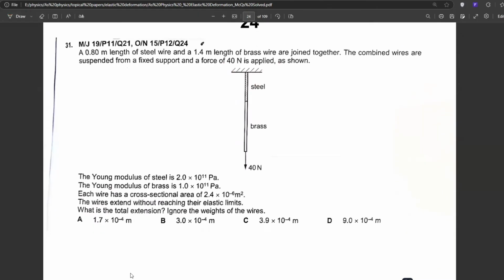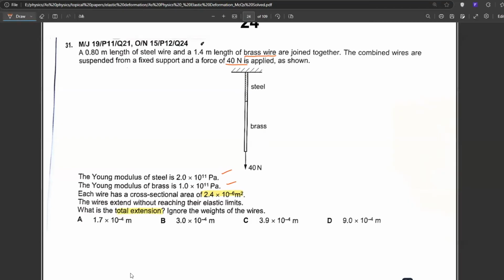Let's see this. A wire of 0.8 meter length of steel and a 1.4 meter wire of brass are joined together. The combined wires are suspended from a fixed support and a force of 40 Newton is applied as shown. The Young's modulus of steel is this. The Young's modulus of brass is this. Each wire has a cross-sectional area of this. The wires extend without reaching their elastic limit. What is the total extension? Ignore the weights of the wire.